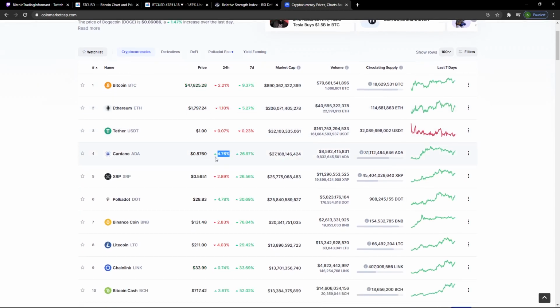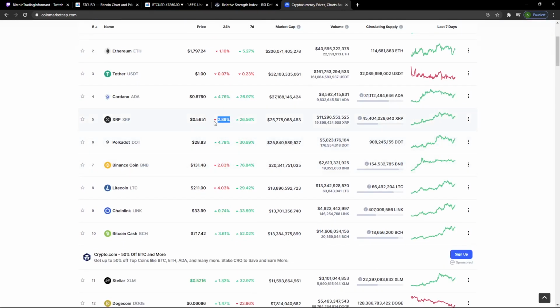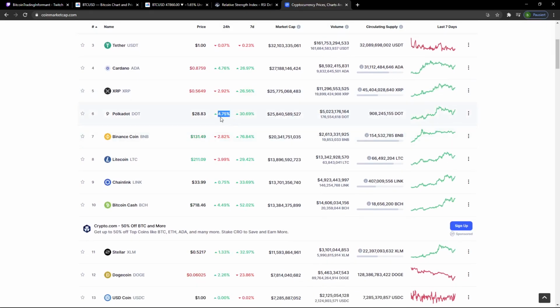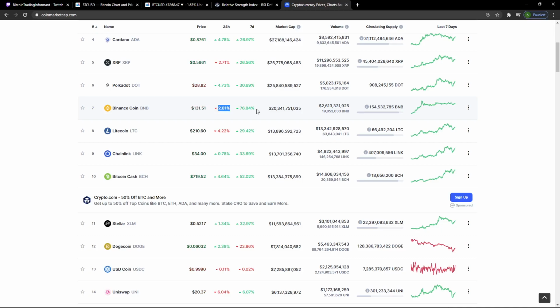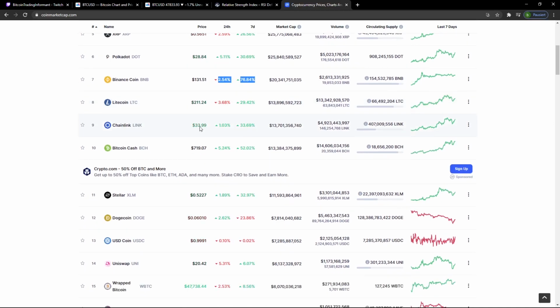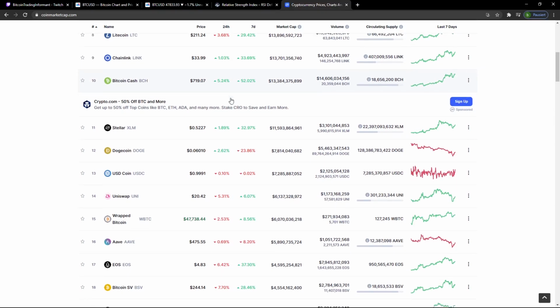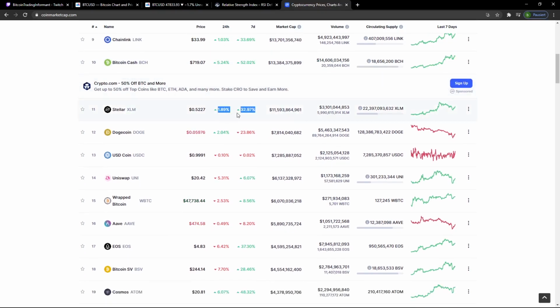Cardano ADA today near 5%, in the week 27%. XRP daily minus 3%, on the week 26%. Polkadot on the daily near 5% in plus, and in the weekly 30% in plus. The Binance coin today minus 3%, and on the weekly a plus of about 67%, extreme. Litecoin a minus of about 4%, 29% in plus in the weekly. Chainlink, Bitcoin Cash, okay. XLM is here, today about 2% in plus, on the weekly about 33% in plus.